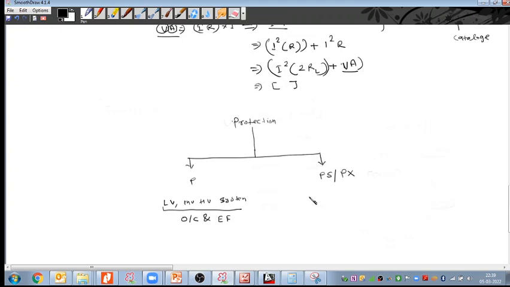Okay, and when it comes to extra high voltage, I mean from 66 kilovolts to 132 kilovolts, in that case we have two sets of protection: the main protection plus the backup protection. For the main protection we use the PX class CT core, and the backup protection works when the main protection fails to work.